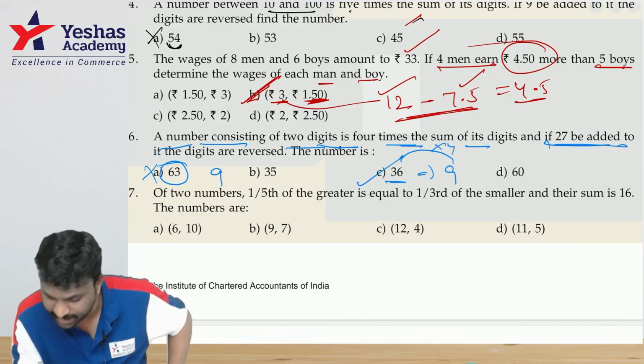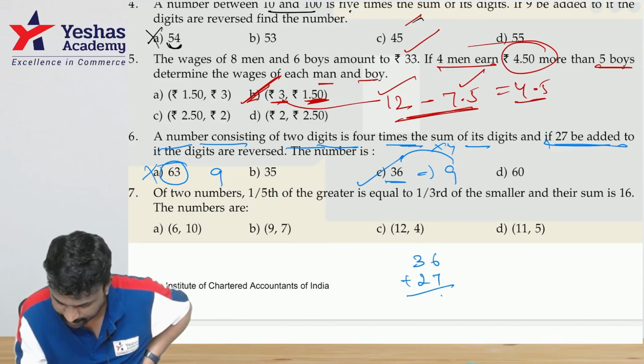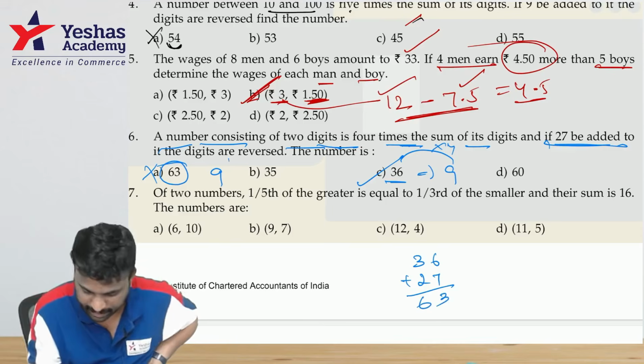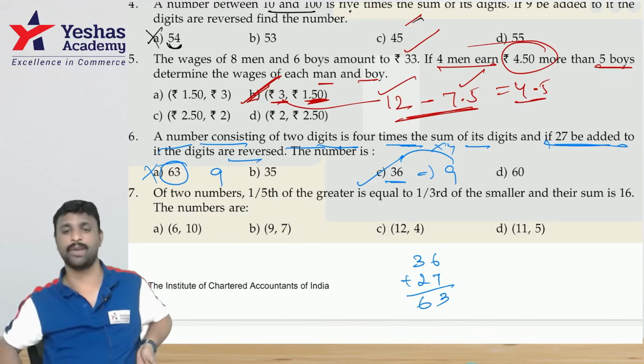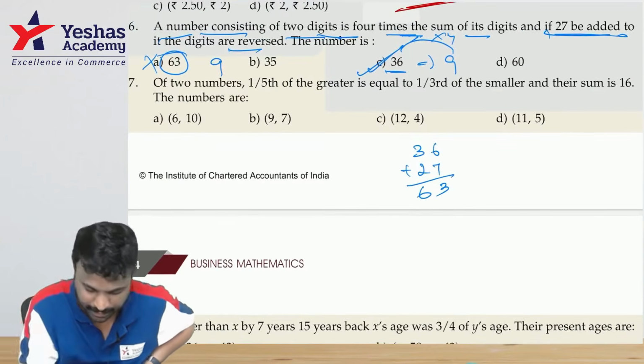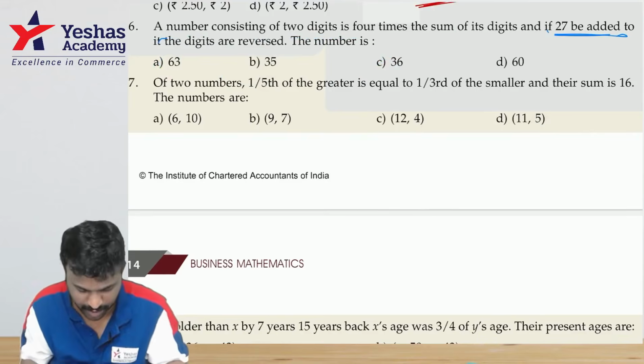And if 27 is added to this number, 36 plus 27, what happens? It is 63, isn't it? And they've said the number gets reversed. 36 is becoming what? 63. Definitely option C itself is the right answer. Have you all understood? Guys, moving on to the next question, that is question number 7.